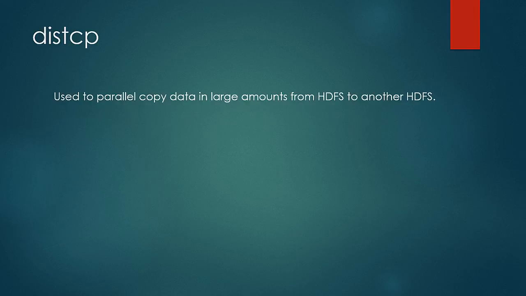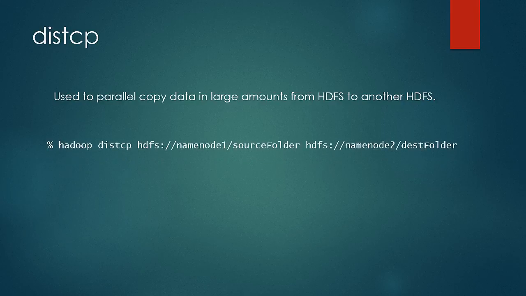Next, we look at another command, distcp. This command is used to copy files from one Hadoop file system to another. The copying process is done in a parallel fashion. The syntax of distcp is as follows. hadoop distcp, following it would be the source folder, and after that there would be the destination folder.